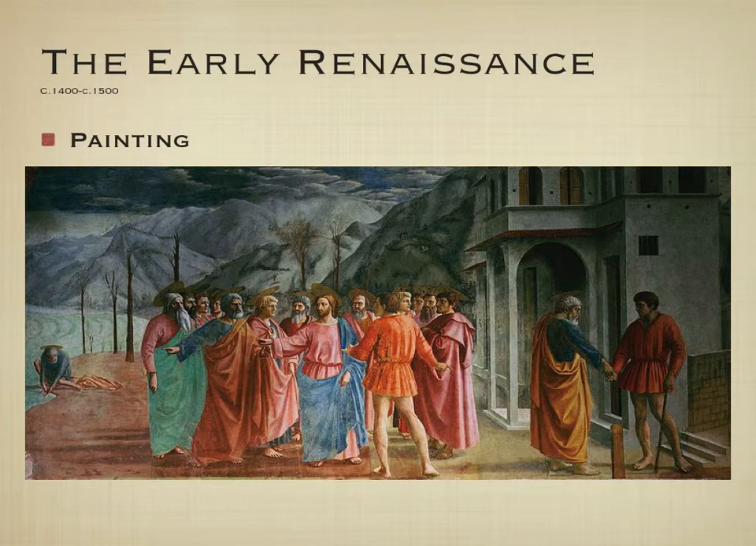What we're going to see here is much more realistic detail within the works, and the use of space and perspective to make works look three-dimensional. So when you look at this, it is showing a scene from the cycle of the life of St. Peter. This group of men, Jesus and the apostles, are standing much more realistically than we would have seen in the Middle Ages.